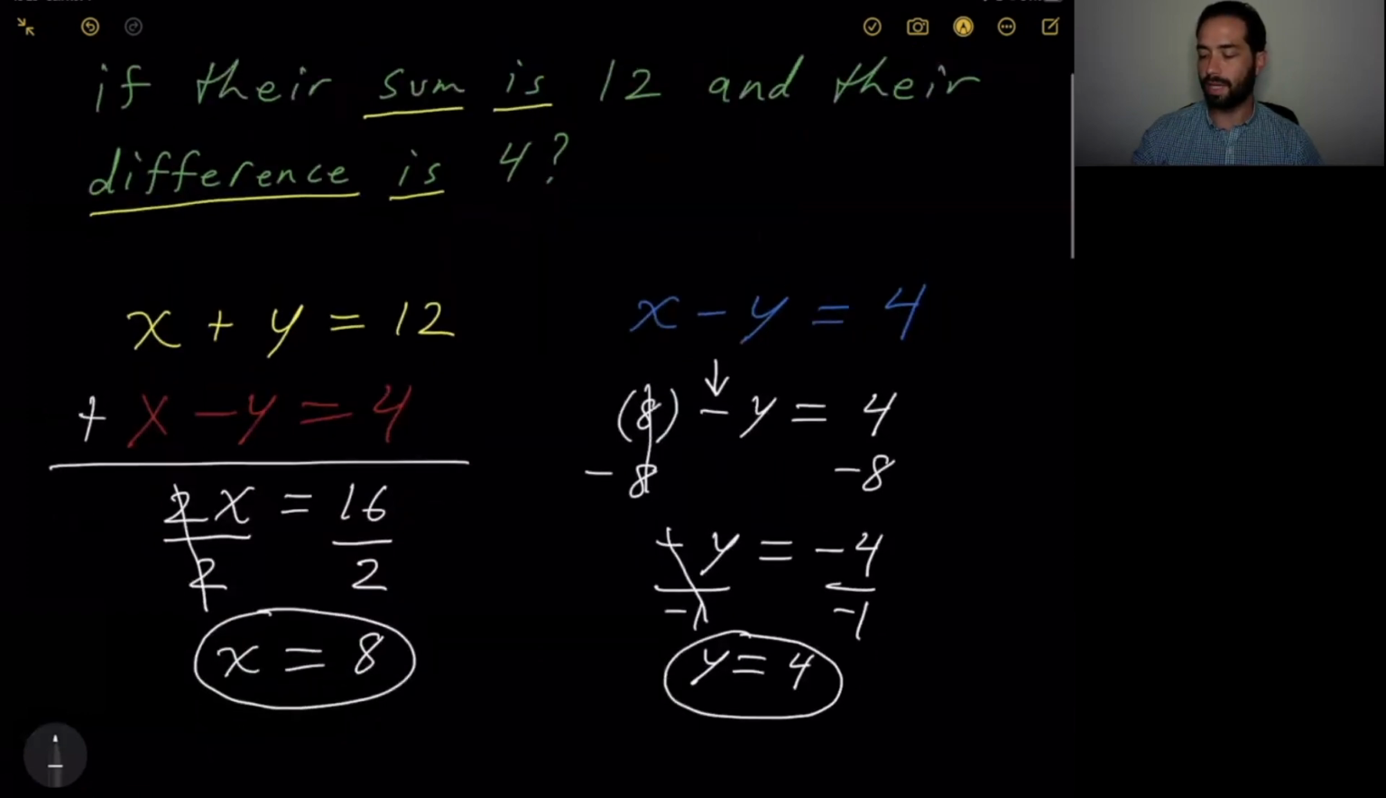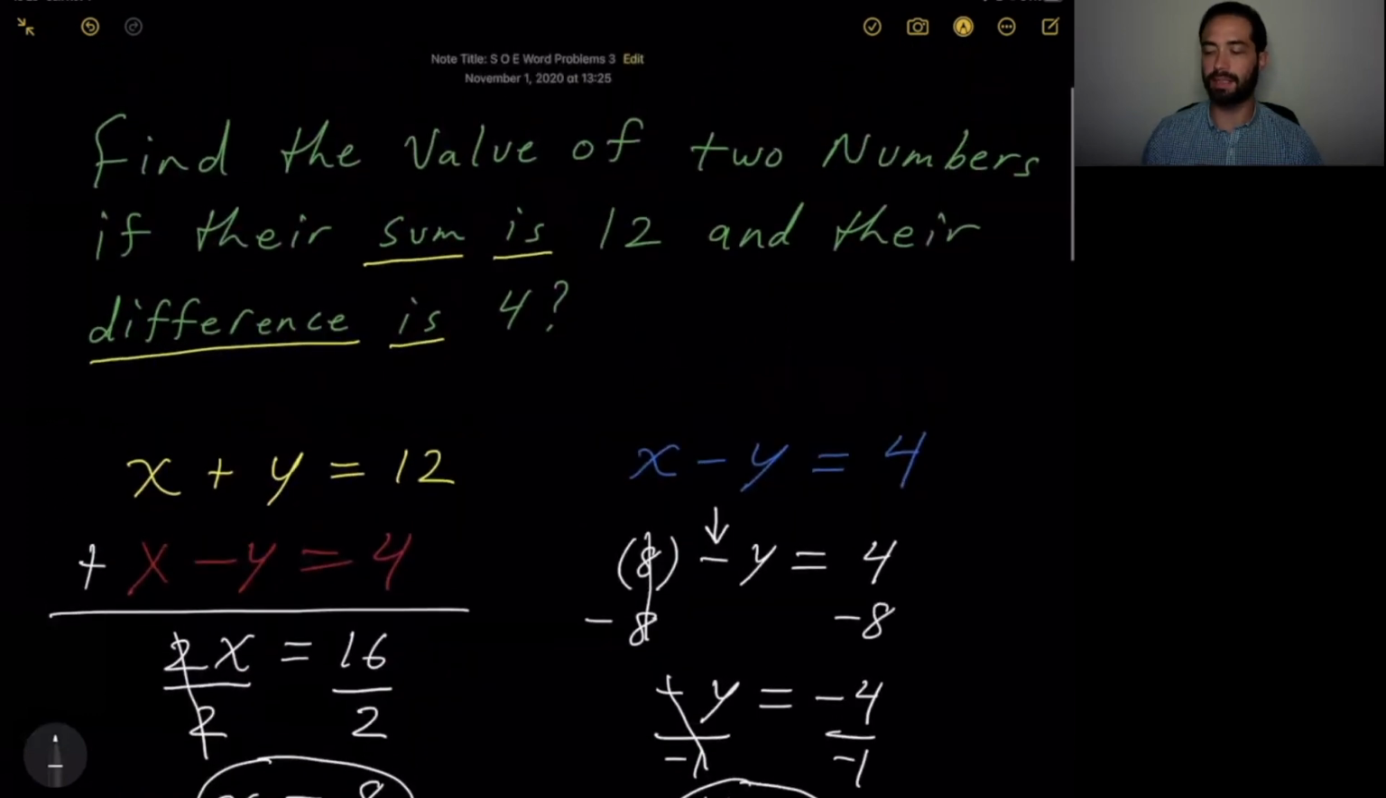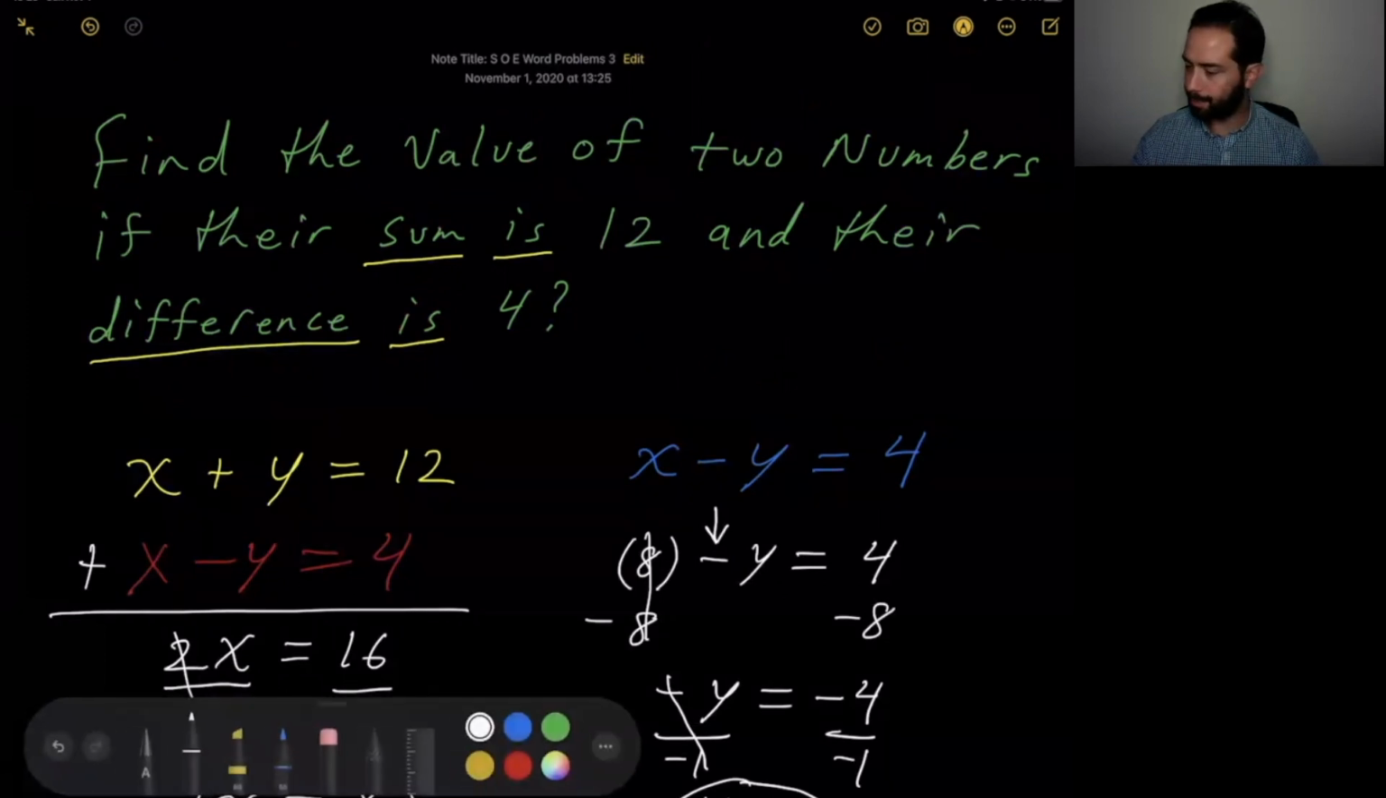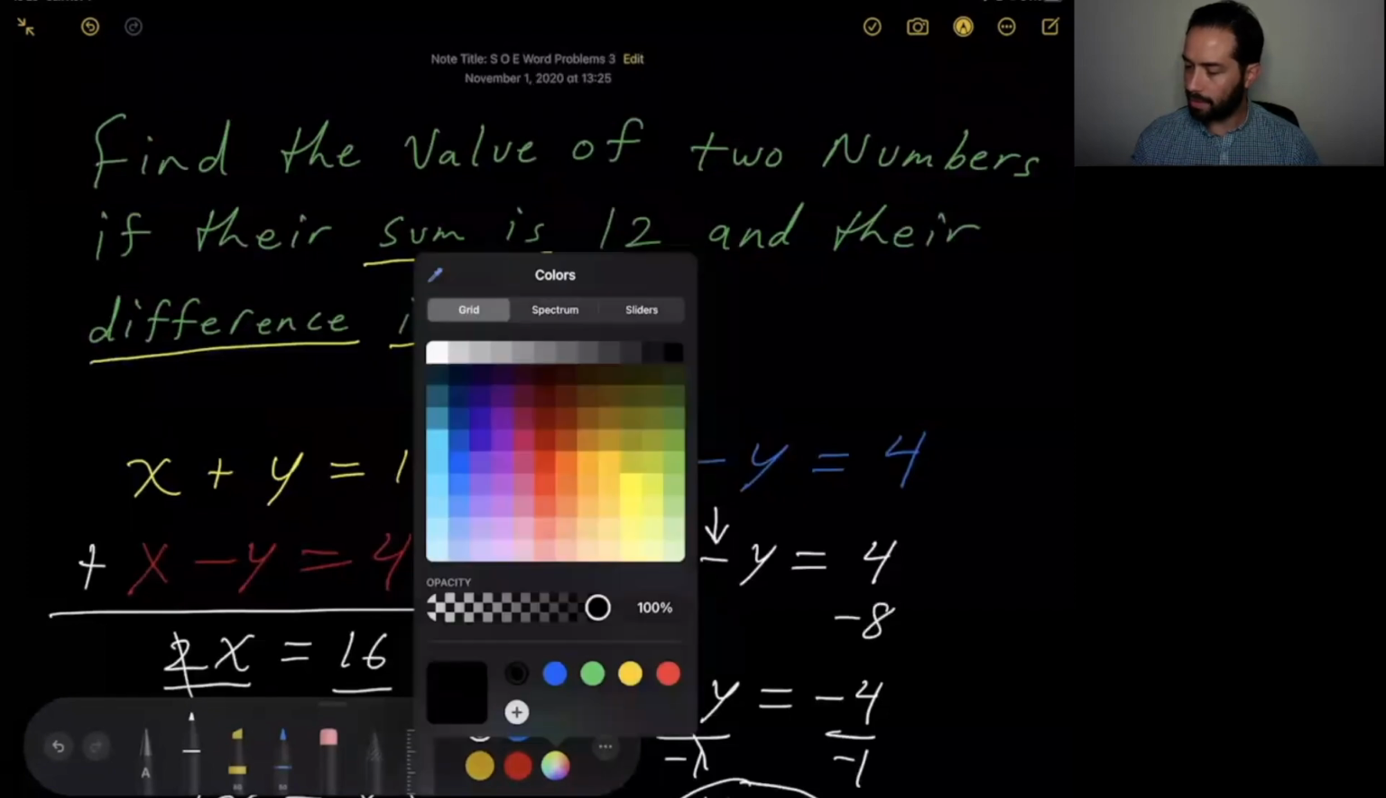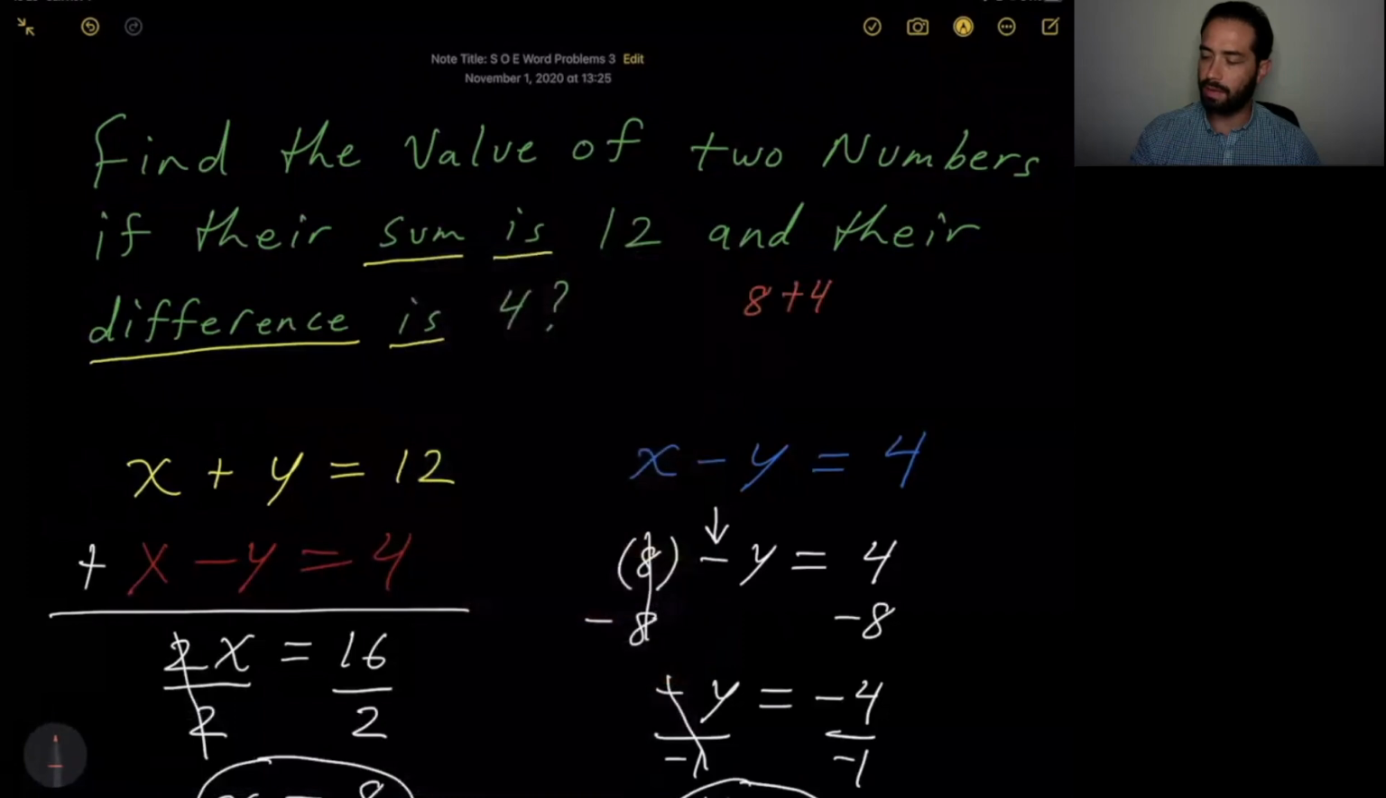Now, we have 8 and 4, so we have to double check this. Remember, the question said find the value of two numbers if their sum is 12 and their difference is 4. So, real quick, let's check it. We've got 8 plus 4, that is 12. And then we have 8 minus 4, and that is 4. Their sum is 12, their difference is 4.